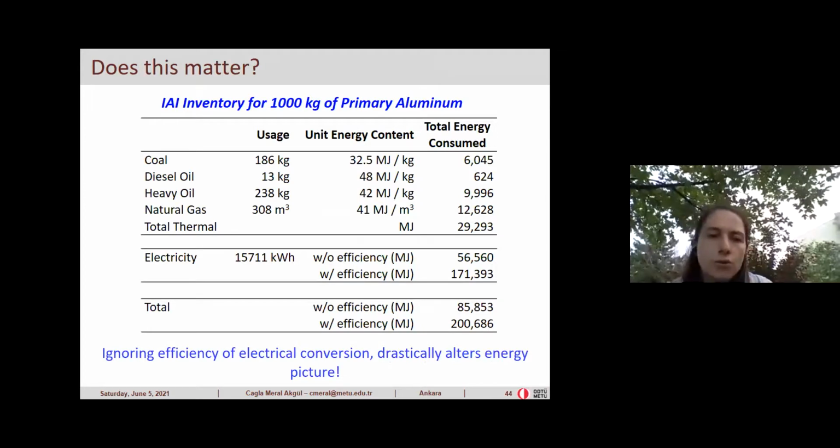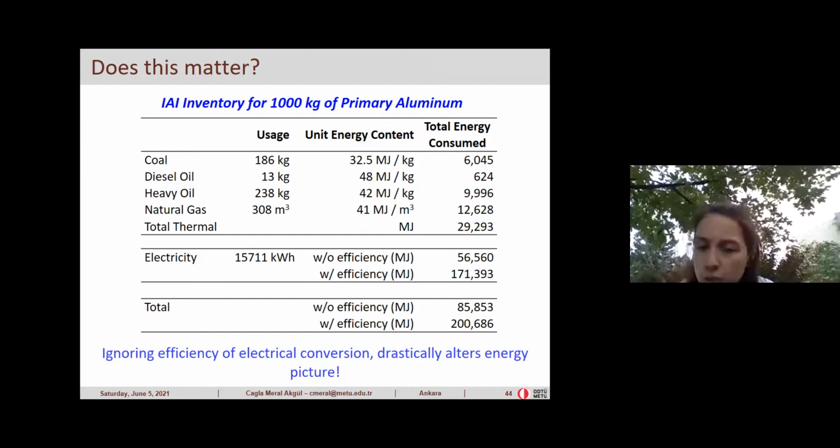Of course it matters. So here we have the international inventory for a ton of primary aluminum. We use coal, diesel, heavy oil, natural gas. So we know their usages, we know their energy content, and we know how much energy we consume. And we know our electricity. We consume around 15,711 kilowatt hour if you calculate it.